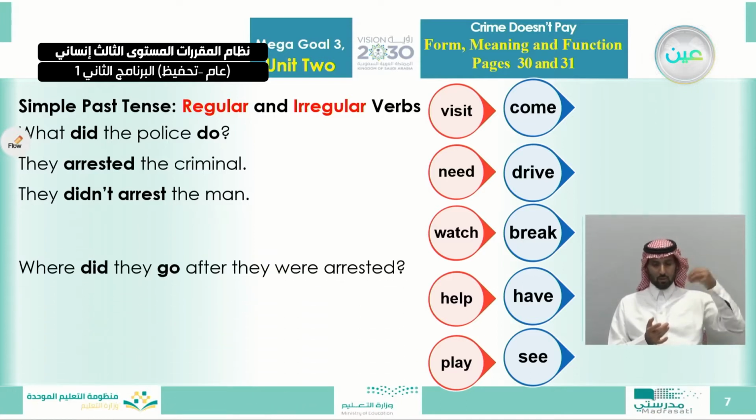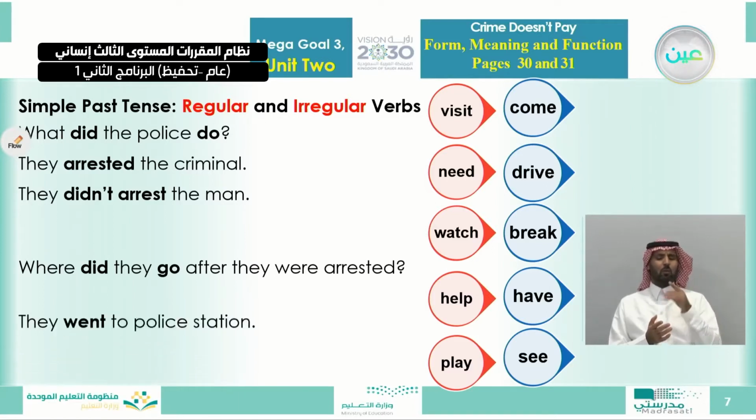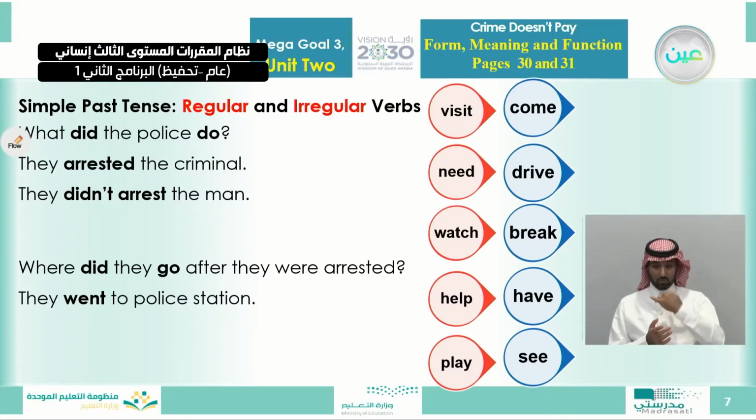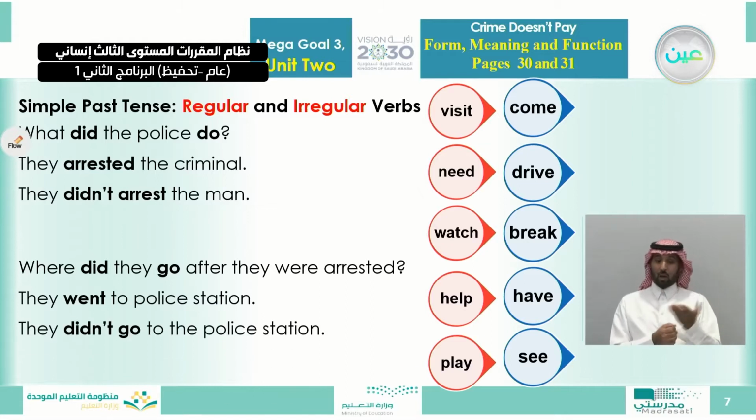Okay? Look at the other example here. Where did they go after they were arrested? Here we are asking about the verb "go," and here we are using the passive form, صيغة المبني المجهول. So, where did they go? We say the answer, they went. So here "did" is followed by the infinitive form, but in the answer we use it in the past. So they went to the police station. They didn't go to the police station.